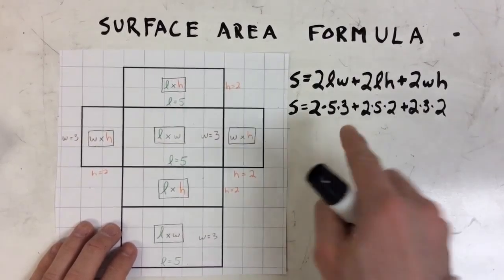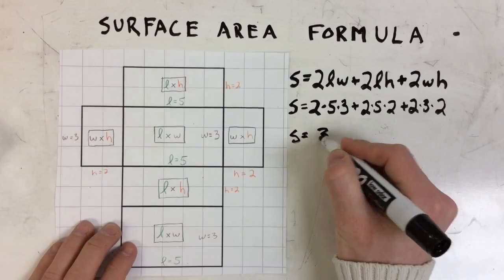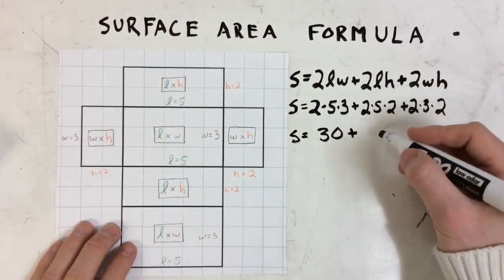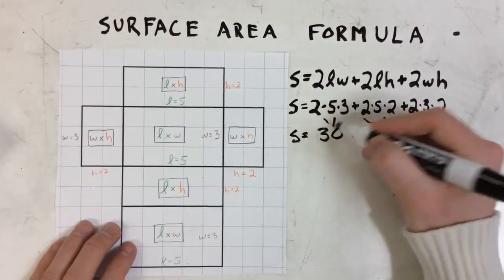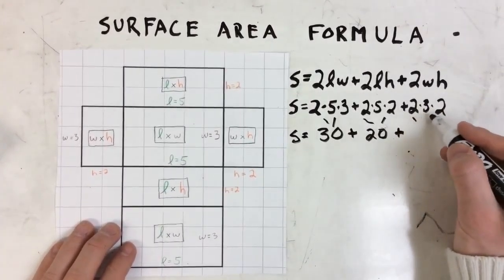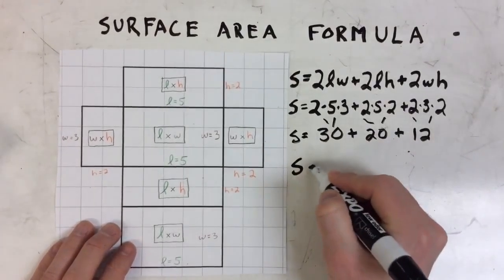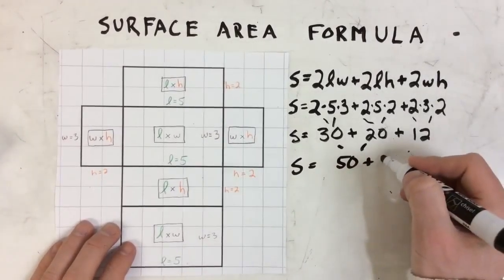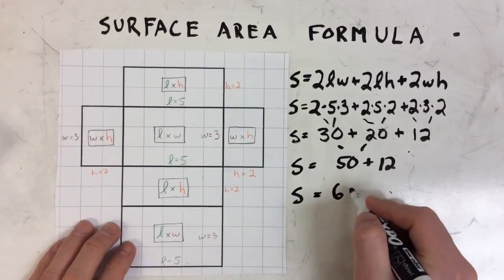2 times 5 is 10, times 3 is 30, so this becomes 30, plus 2 times 5 is 10, times 2 is 20, so this becomes 20. And plus 2 times 3 is 6, times 2 is 12, so this becomes 12. And now we're ready to do our addition. 30 plus 20 is 50, plus 12. 50 plus 12 is 62.